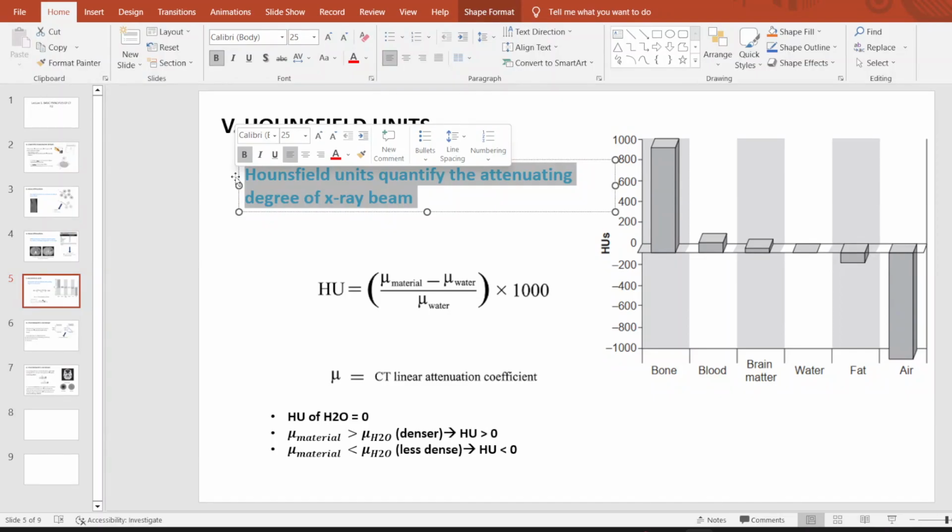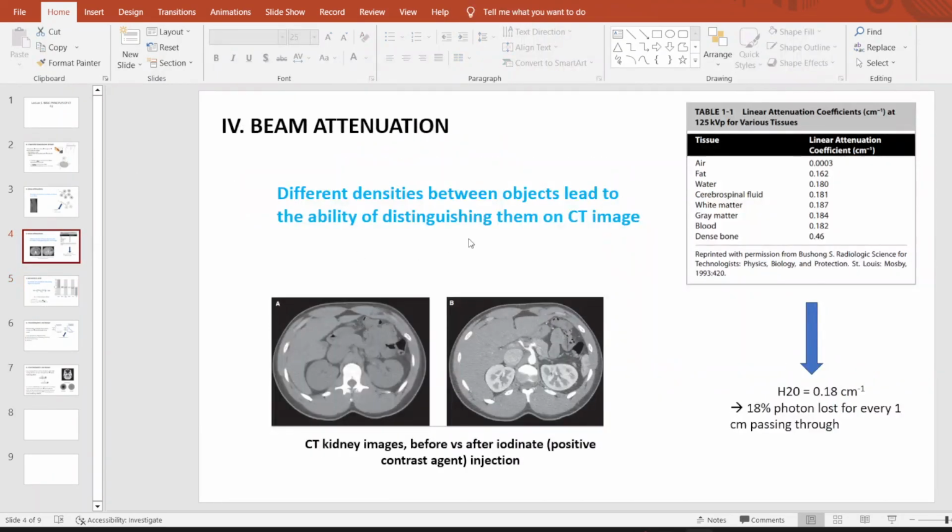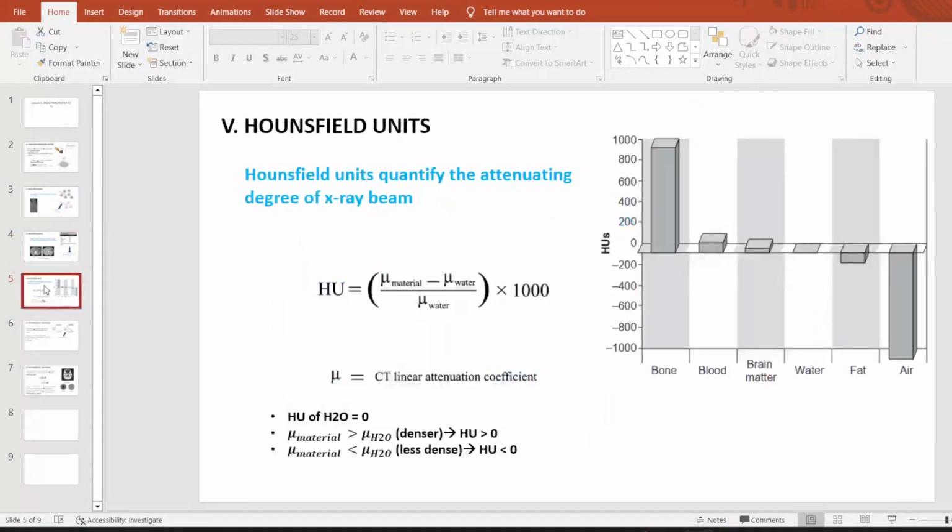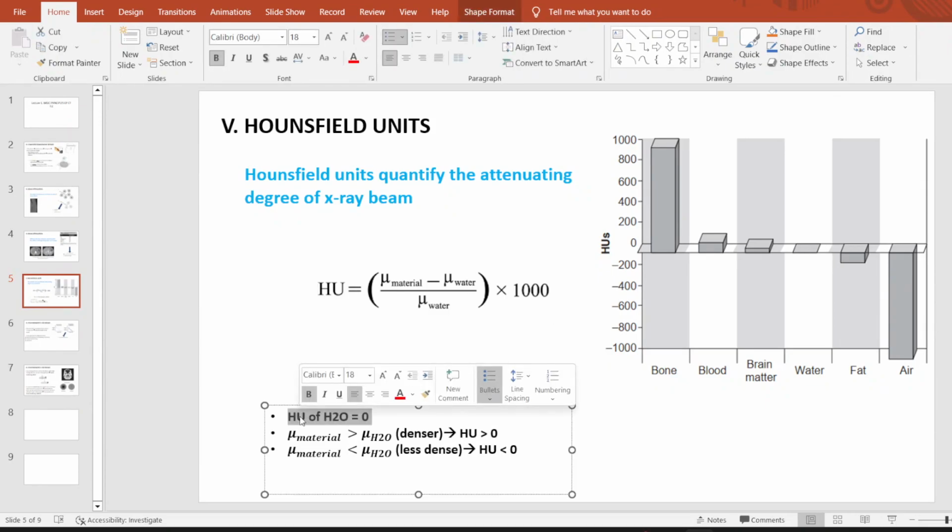The reason behind that you can understand in this way. The Hounsfield unit is named after Mr. Godfrey Hounsfield, who had a goal to standardize the linear attenuation coefficient. Yes, it's a standardized unit, and you can see the formula right here. The Hounsfield unit of water is set to 0, and a material denser than water has a Hounsfield unit larger than 0, and vice versa.